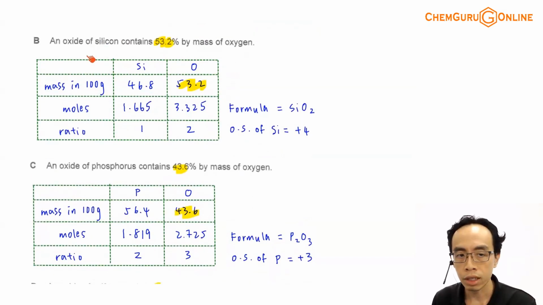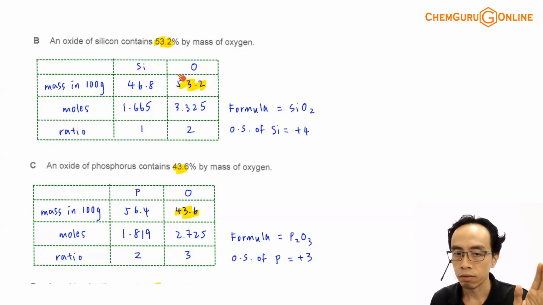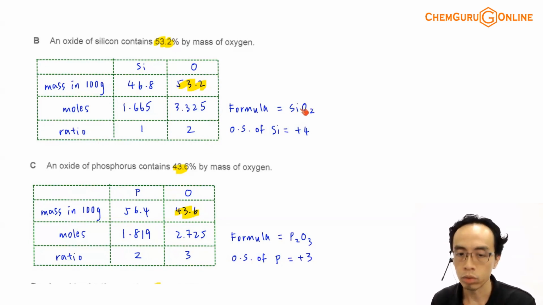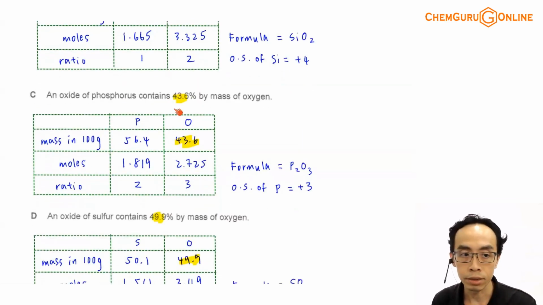Option B, oxide of silicon contains 53.2% by mass of oxygen. The working is exactly the same. Oxygen mass in 100 gram is 53.2. Silicon mass will be 46.8, 100 minus 53.2, then divided by the atomic mass. Silicon number of moles is 1.665. Oxygen is 3.325. I find the ratio 1:2. Formula is SiO2, oxidation state for silicon in this case is +4. Actually, we know that silicon's maximum oxidation state is +4. So B very likely is going to be my answer here.